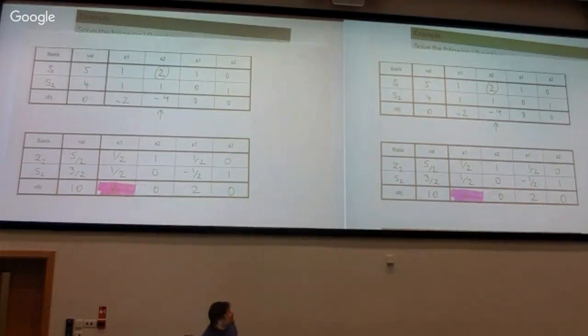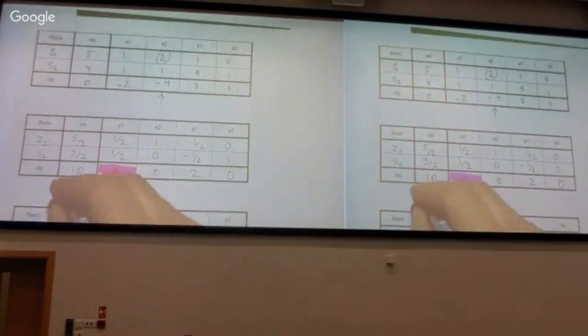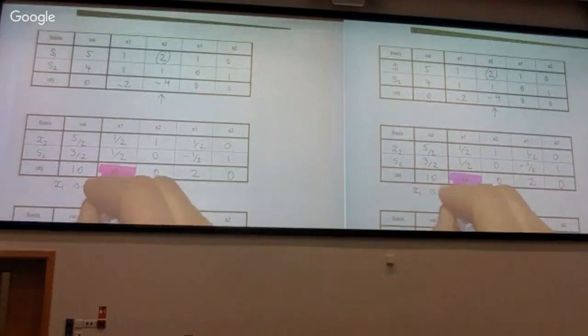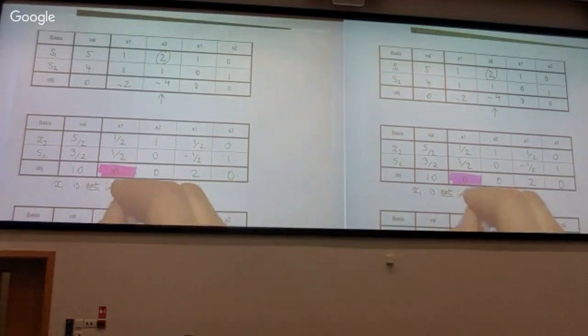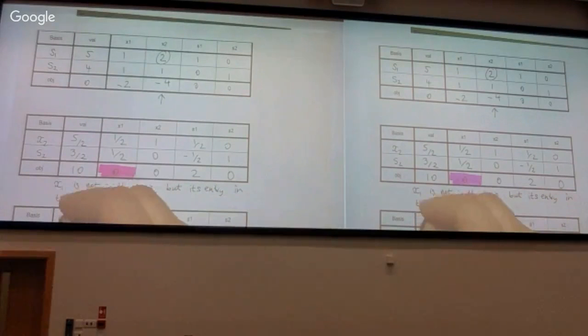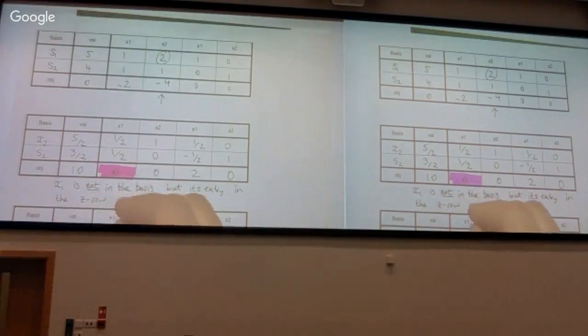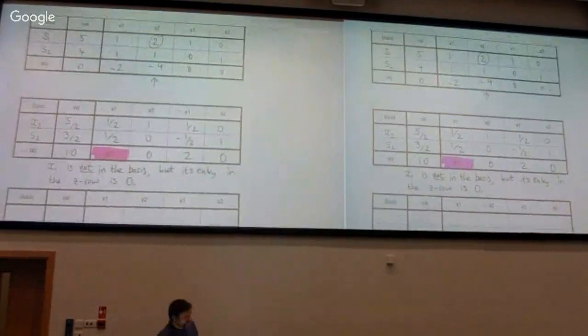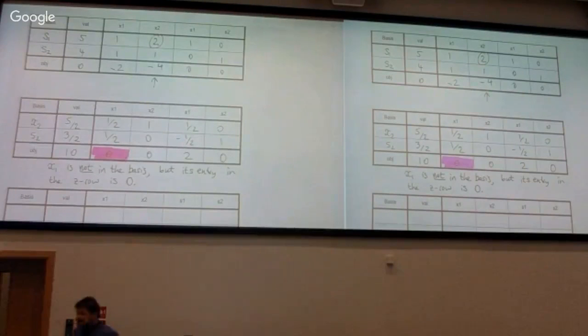Where exactly? Well, x1 is not in the basis, but its entry in the Z row or objective row is 0. Okay, so that's not something that's wrong or anything like that. But it does indicate one interesting thing.